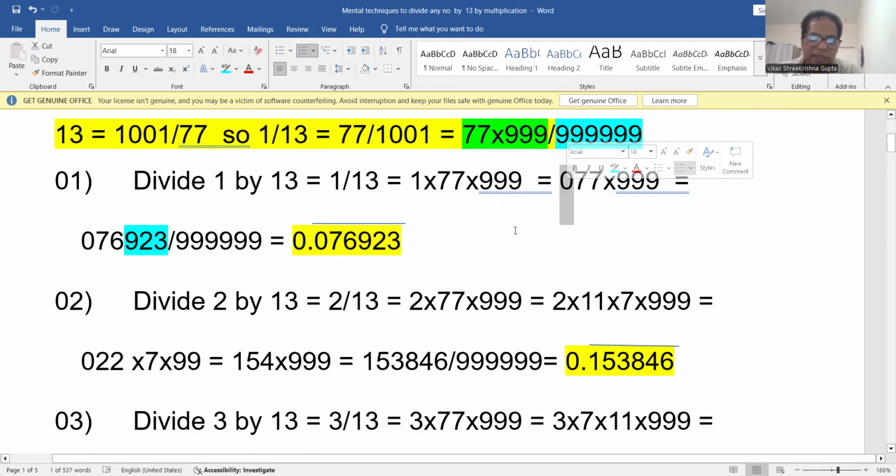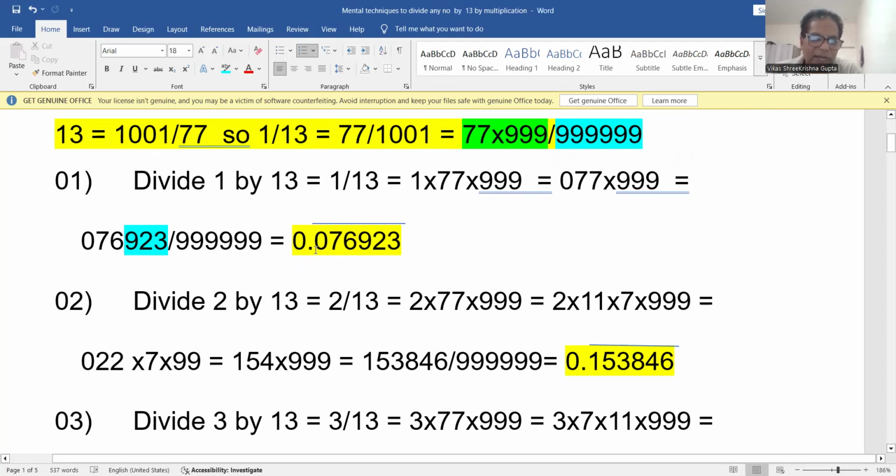I get 077. Then to multiply by 999, I use the concept of nines complement. I write 1 less than this number. It becomes 076. And then for 076, I just find the nines complement. 9 minus 0 is 9, 9 minus 7 is 2, 9 minus 6 is 3. So the 9's complement of 076 is 923, and this is my answer.